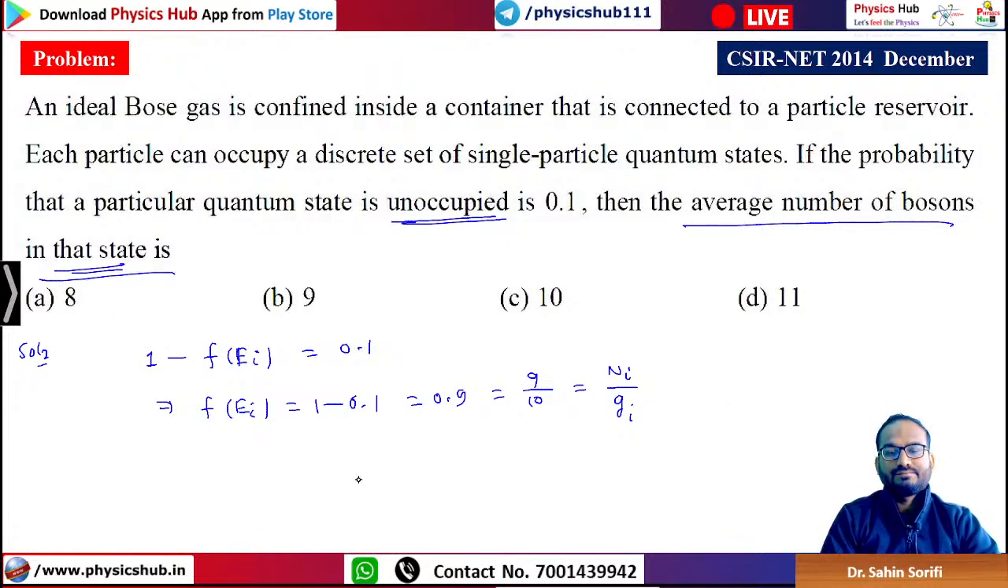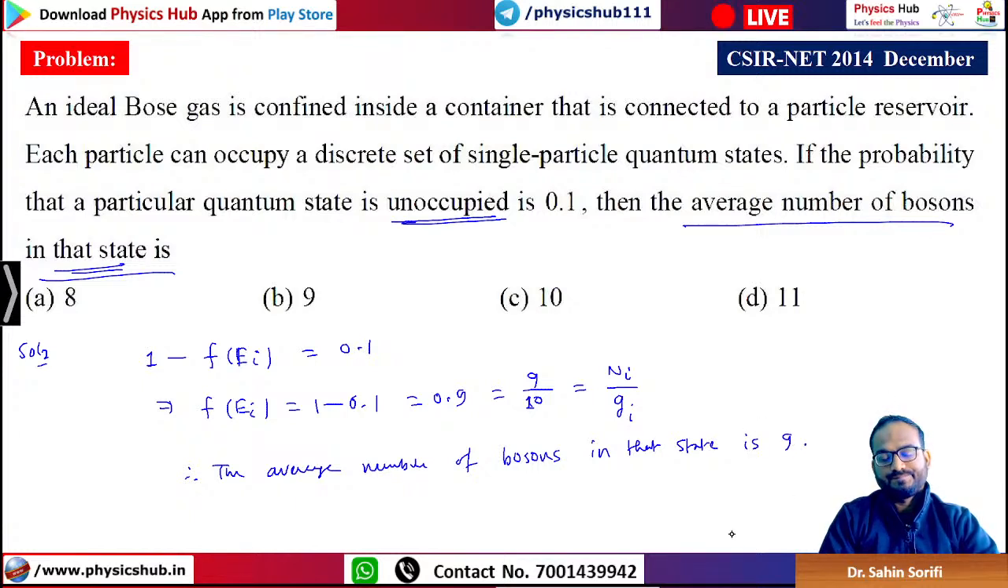So that is 9. Average number of bosons in that state is 9. Can you say that?